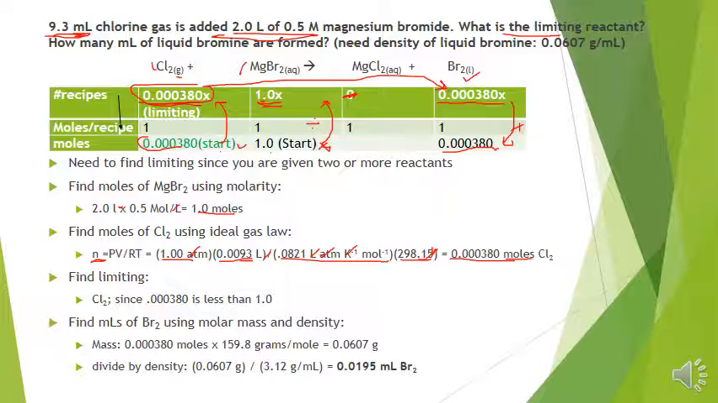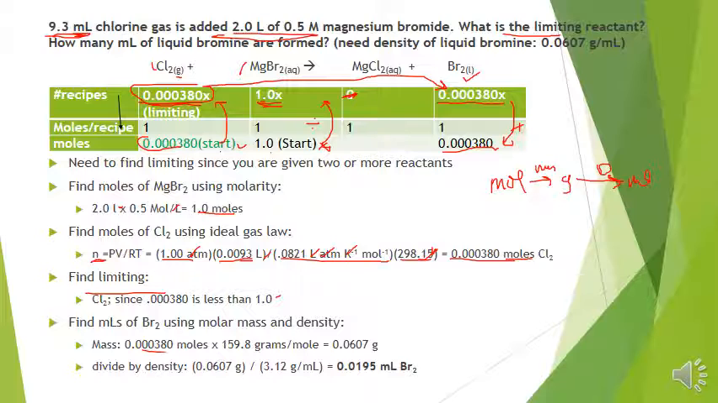Okay, so now what we have is moles, and we want to get that to liquid. Okay, so mils of liquid. So what we've got to do is figure out grams using molar mass, and then we're going to use density to figure out mils. Okay, 2 steps. All right, so this right here explains the comparison of these two. All right, so first thing to do is figure out how many grams of bromine.